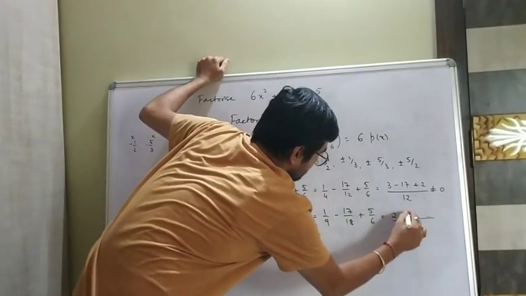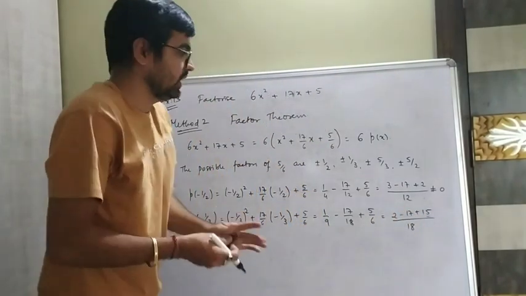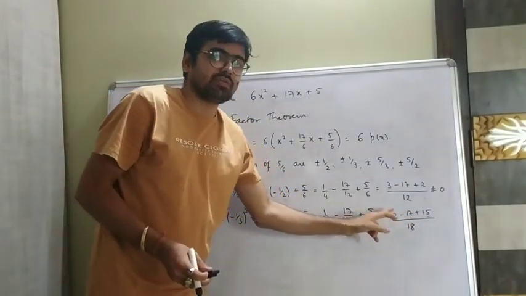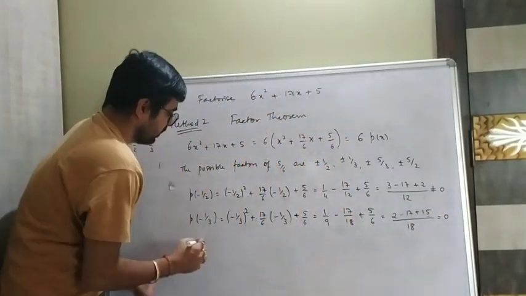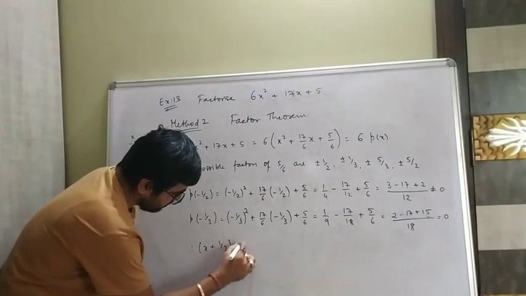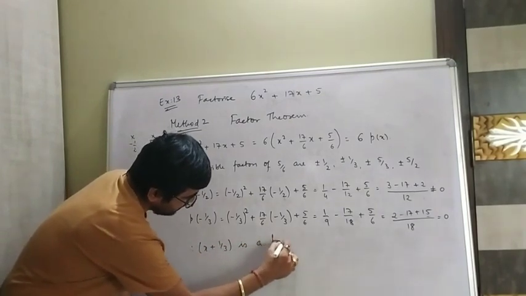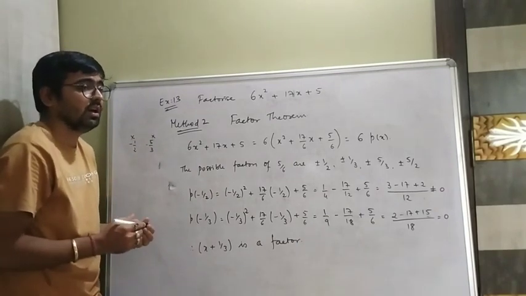But 9 2s are 18, minus 17 and 5 3s are 15. Now check numerator. 2 minus 17 plus 15 is 0. Therefore what can I say? That x plus 1 by 3 is a factor. X plus 1 by 3 is a factor.